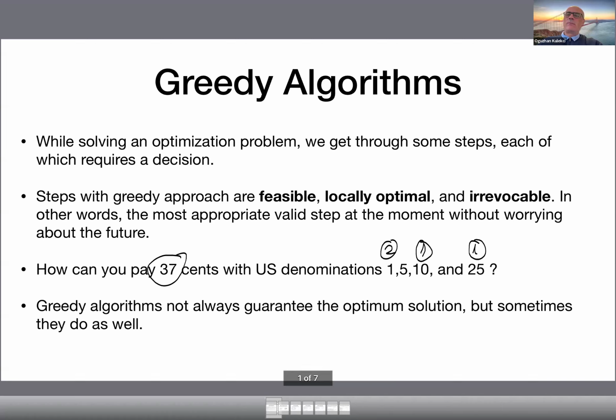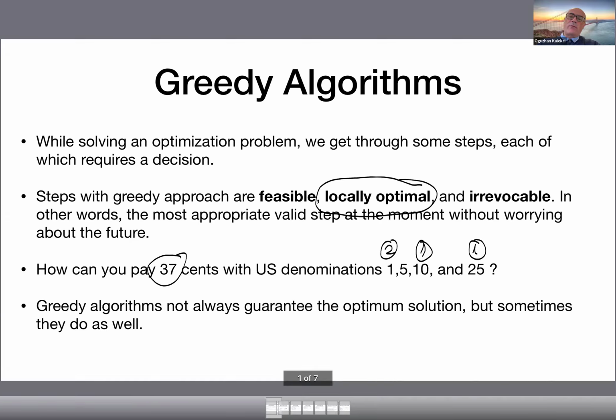Could you do something better? Not in this case, right? The approach that we have taken while solving this problem is a good example of a greedy algorithm. Because at each step, first we took a feasible step, so whatever we do, it is valid. And the second is, it is locally optimal. My aim is to pay this amount with the least number of denominations, so I'm using just one denomination, the largest one. Locally, I'm making an optimal decision.